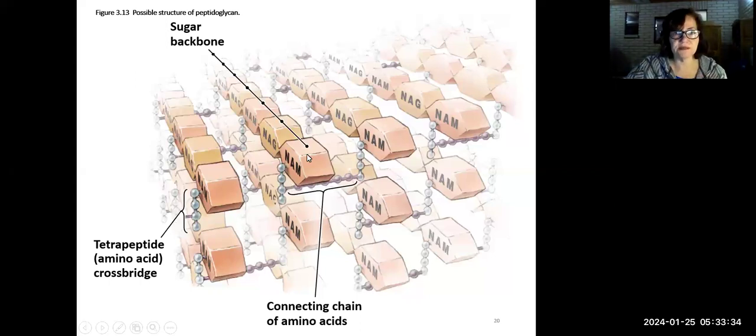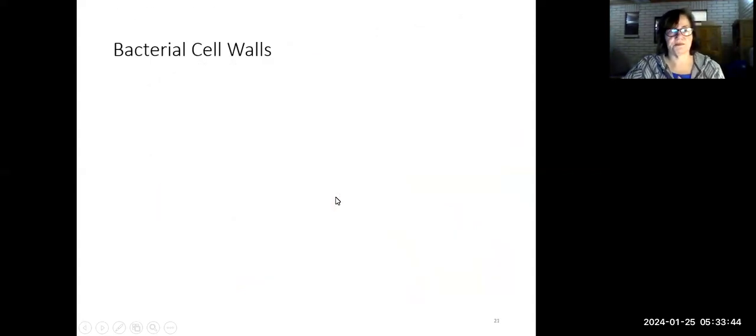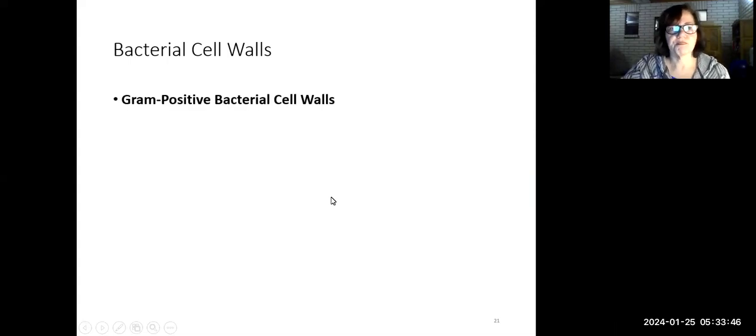All right, so we call the NAG-NAM alternating, that's the sugar backbone. And then we've got cross bridges and connecting chains. I've already mentioned the 2 main kinds, gram-positive and gram-negative. We're going to do the gram-positive ones first.